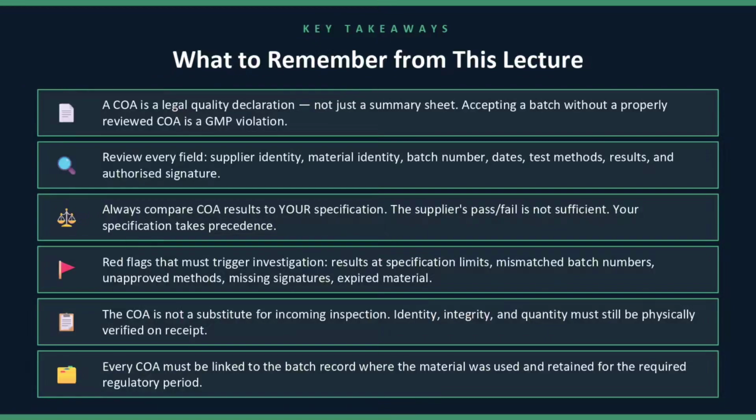Number 2. Review every field. Supplier identity, material identity, batch number, all dates, test methods, numerical results, and the authorized release statement. Number 3. Always compare COA results to your specification. Not the supplier's pass or fail column. Not the supplier's limits. Your specification.